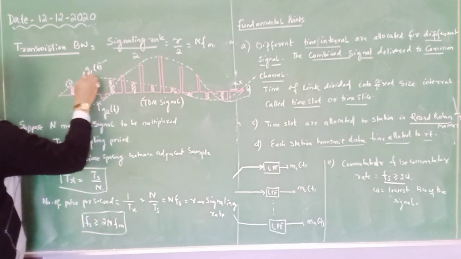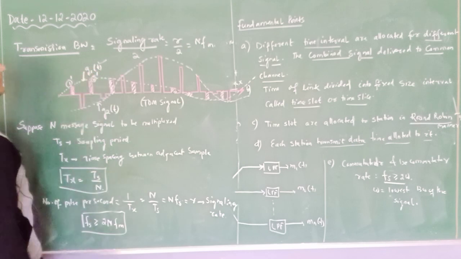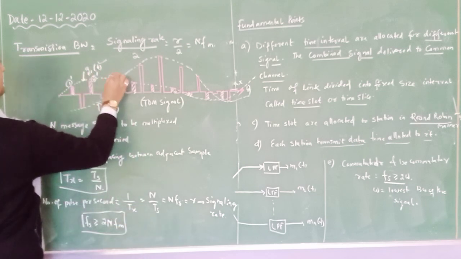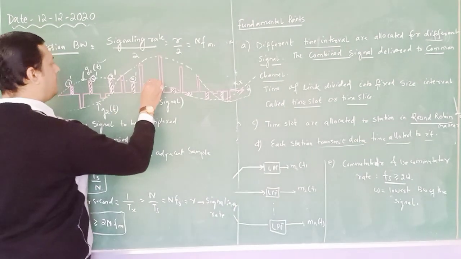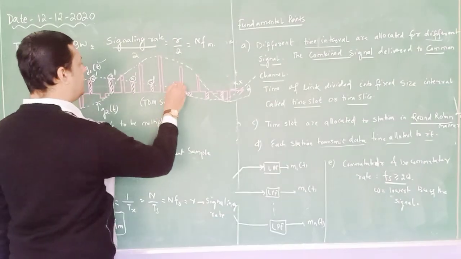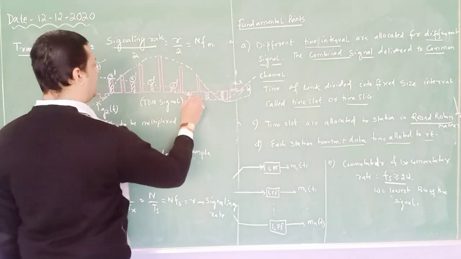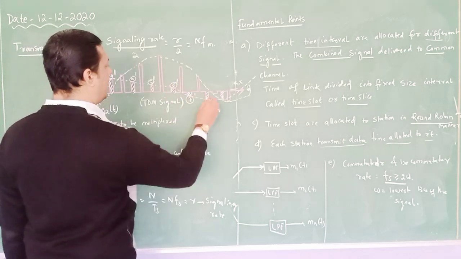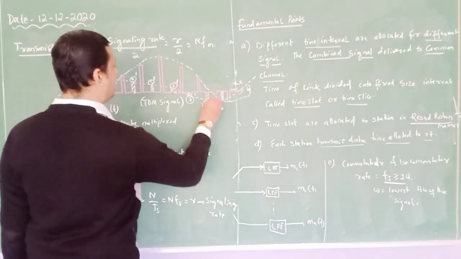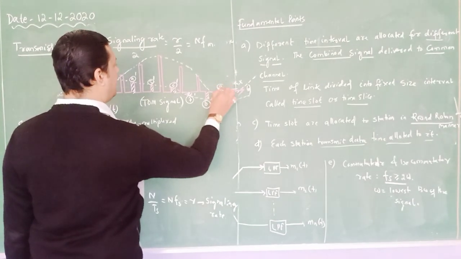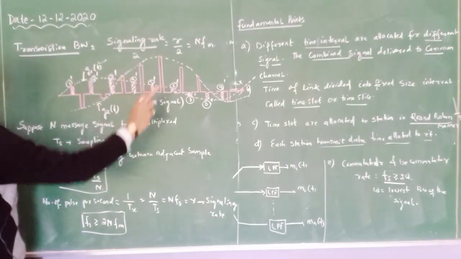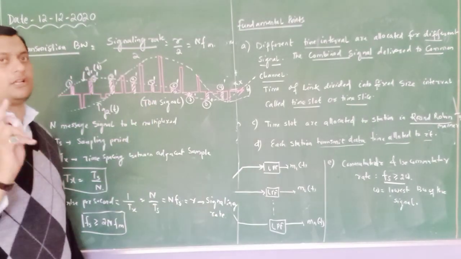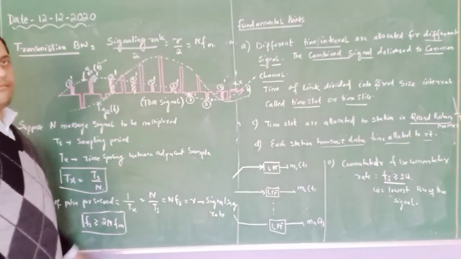This is the second sample for 1, I will write it like this, 2. Then the third pulse 1, the fourth pulse 1, fifth pulse 1, sixth pulse 1, seventh pulse 1, eighth pulse 1, ninth pulse 1. If I join these with a dotted line, it follows the first modulating signal, that is G1 of t.